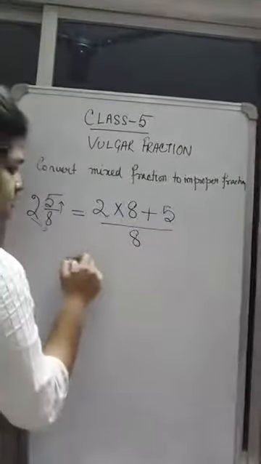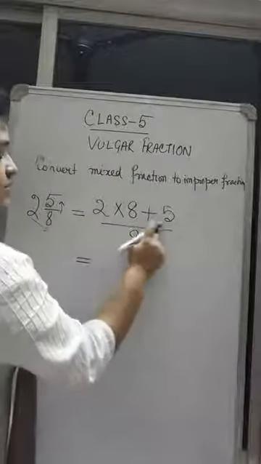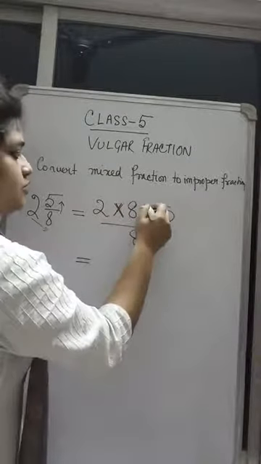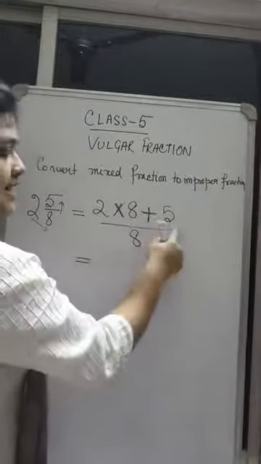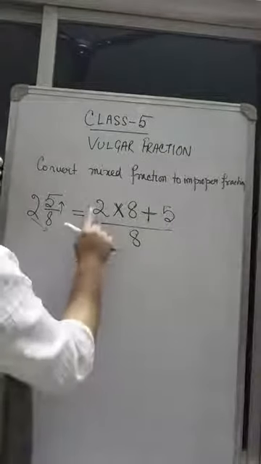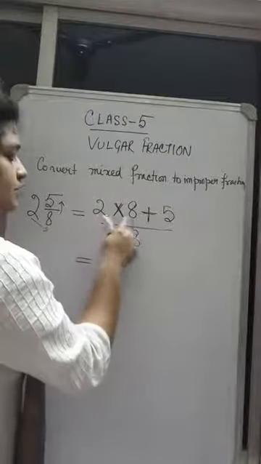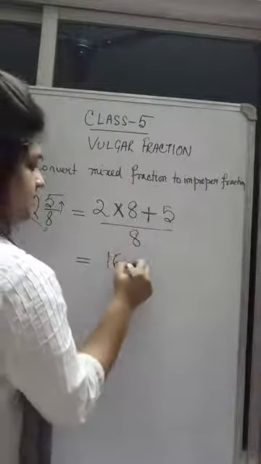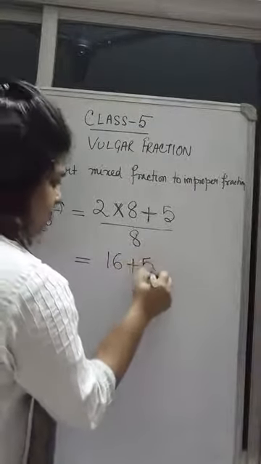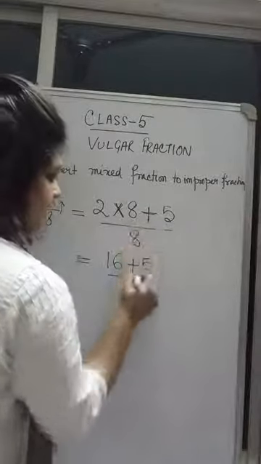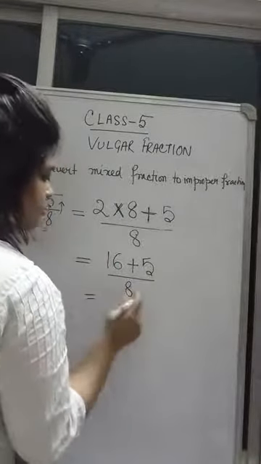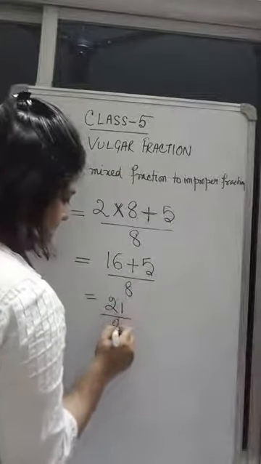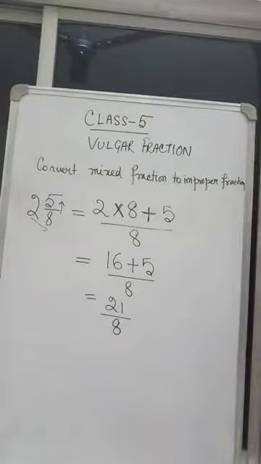Now you solve it. Whenever you get such a thing, we solve the multiplication first and then we do the addition. So you will not add 8 plus 5, but you will do first 2 into 8 because we have to solve the multiplication first. So 2 into 8 is 16 plus 5 divided by 8, which is equal to 16 plus 5 is 21 by 8. So this is your answer.